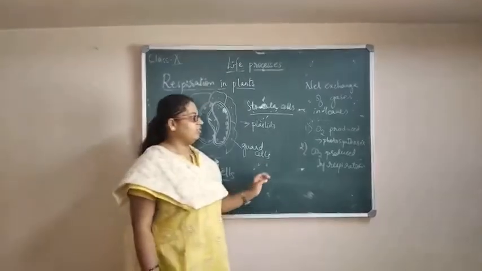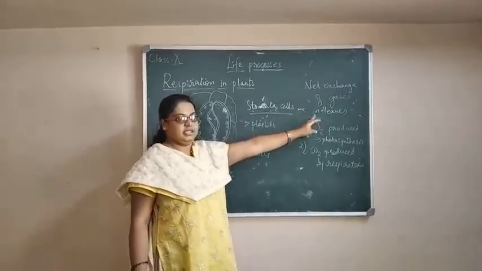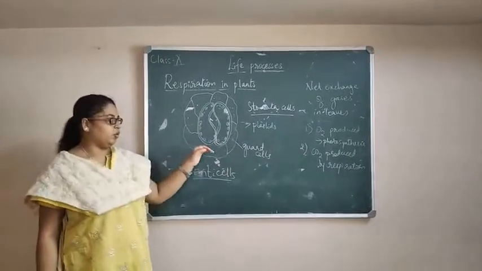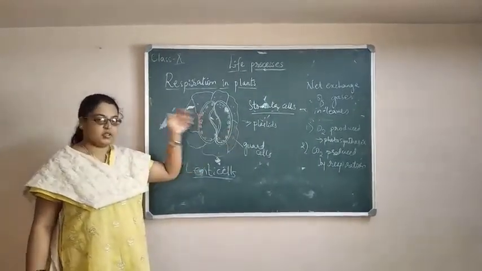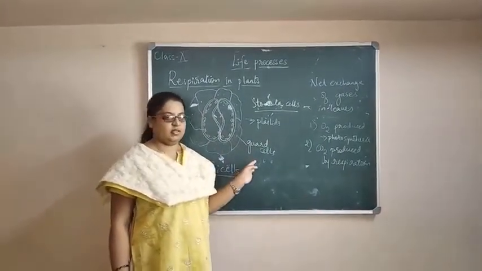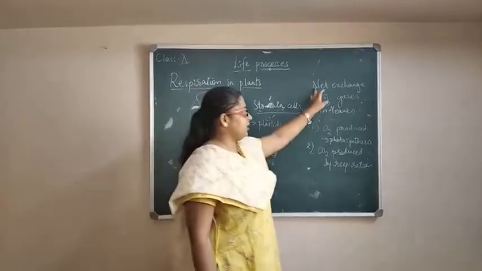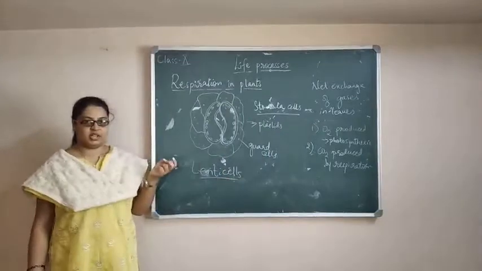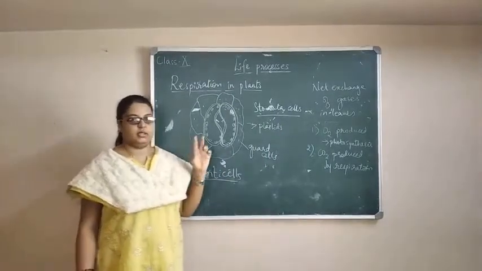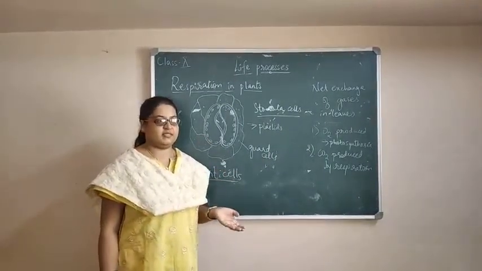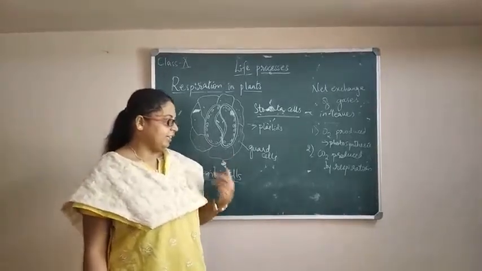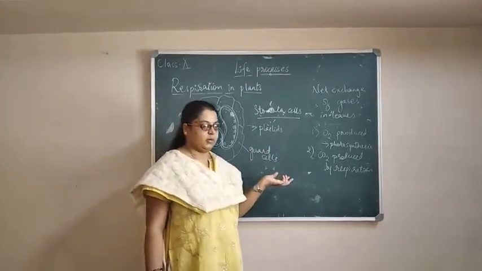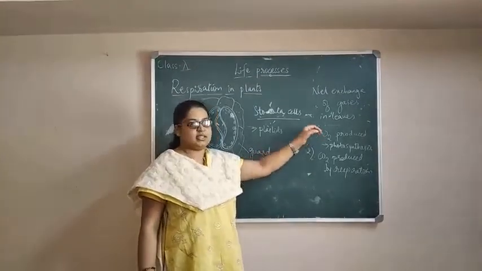So the next step: net exchange of gases in leaves. As I told you, in the stomata cells, oxygen and carbon dioxide exchange takes place. The net exchange means, during daytime as well as night time, how oxygen and carbon dioxide are taken by the plants, as well as intake of oxygen and the release of carbon dioxide. It will take place in a stepwise manner.